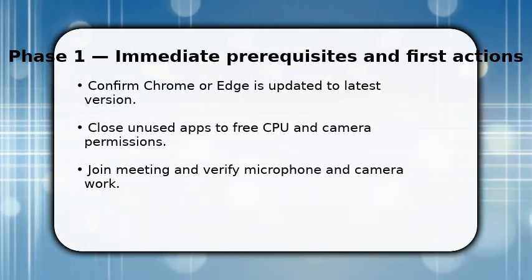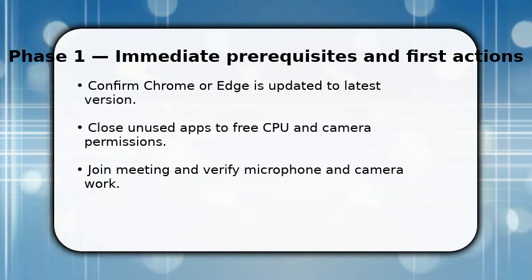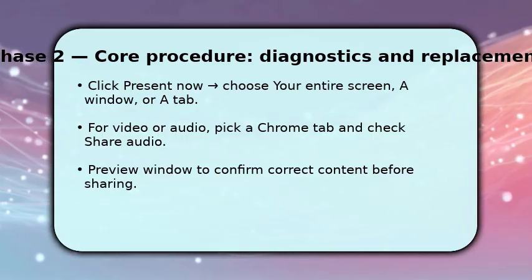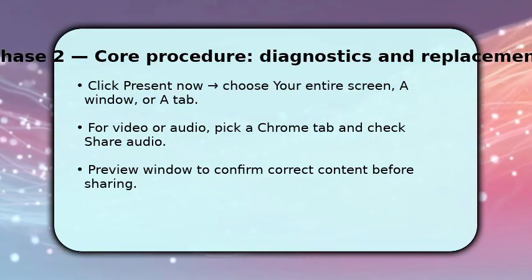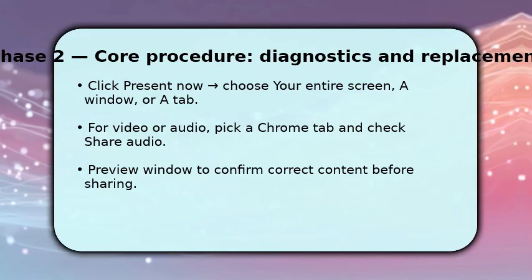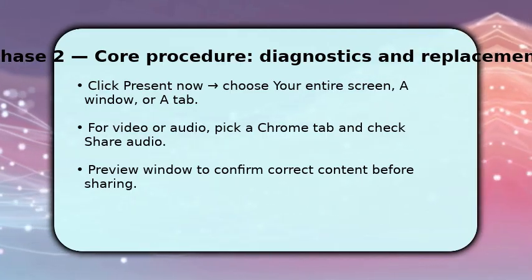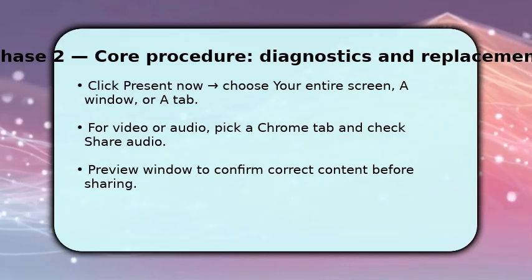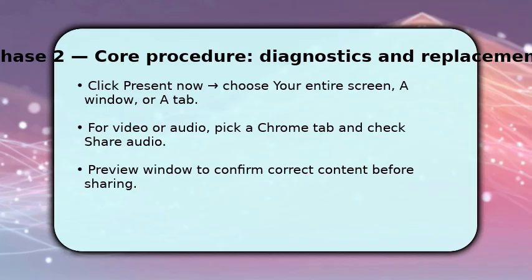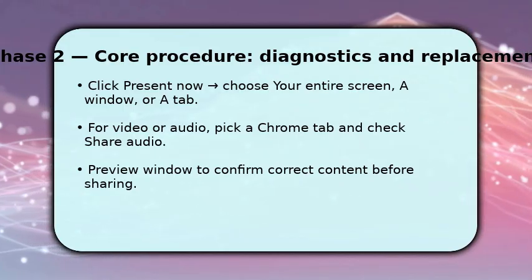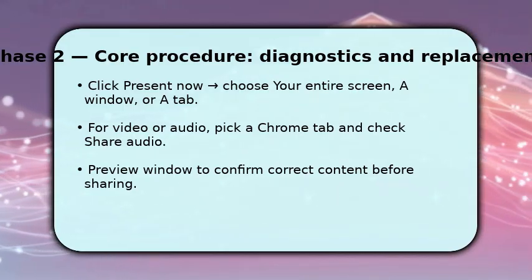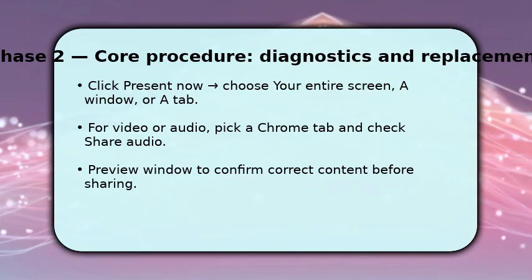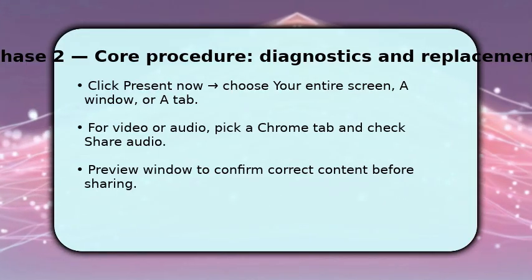Now choose exactly what you'll show and why. Click Present Now, then select your entire screen for full view, a window for a specific app, or a tab when sharing video. Pick Share Audio if you need sound. Make sure to choose the precise window or tab to avoid exposing private content. Once selected, click Share and glance at the preview to confirm. Doing this keeps the audience focused on the right material and avoids the awkward switch when you need to open another app.